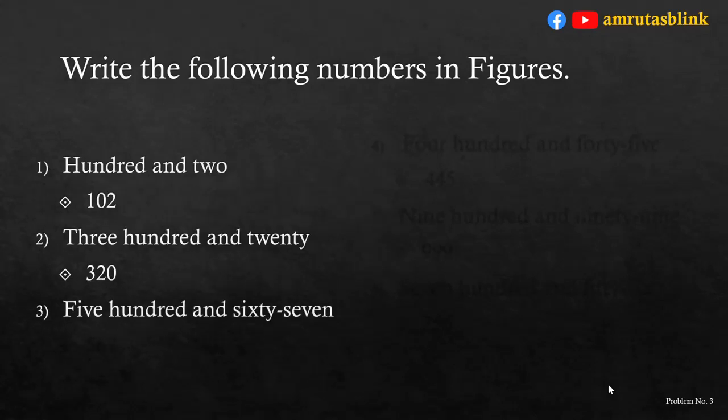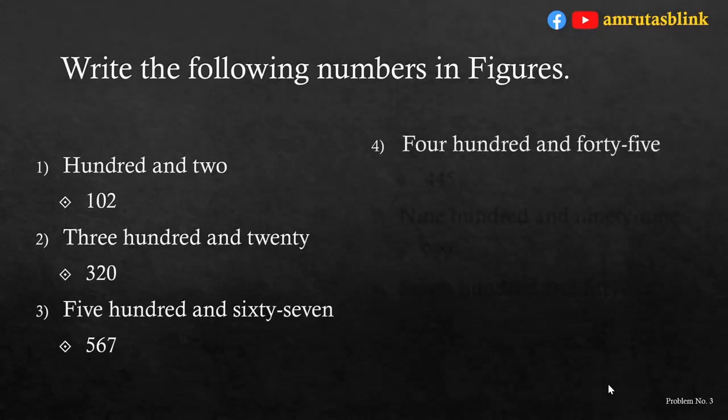567. Now the third problem is a bit easier one because all the digits are given for all the places, hundreds place, tens place and ones place. 567. So 5 is at hundreds place, 6 is at tens place and 7 is at ones place. So it would be 567. 445. Similarly, this first 4 is at hundreds place and from this 45, this 4 is at tens place and 5 is at ones place.